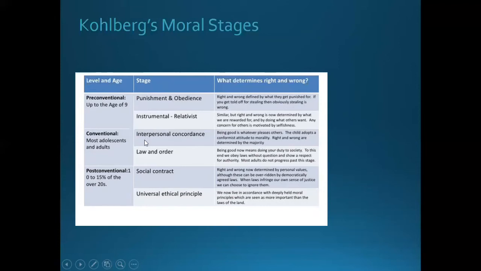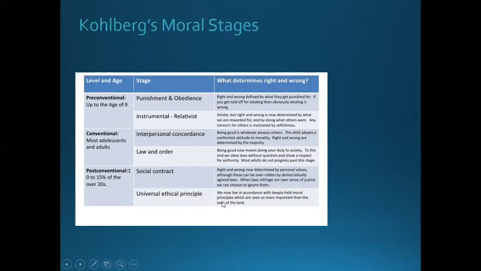In this conventional section, this interpersonal concordance, that's the idea that what's good is what's good for everybody, right? So what does the majority think is right? That's what's right. Law and order, this is what does the law say is right? This is what's right, and what the law says is wrong, this is wrong. So it's kind of this idea that we will obey laws without question. That's where a lot of people derive their morality from this type of moral decision making.